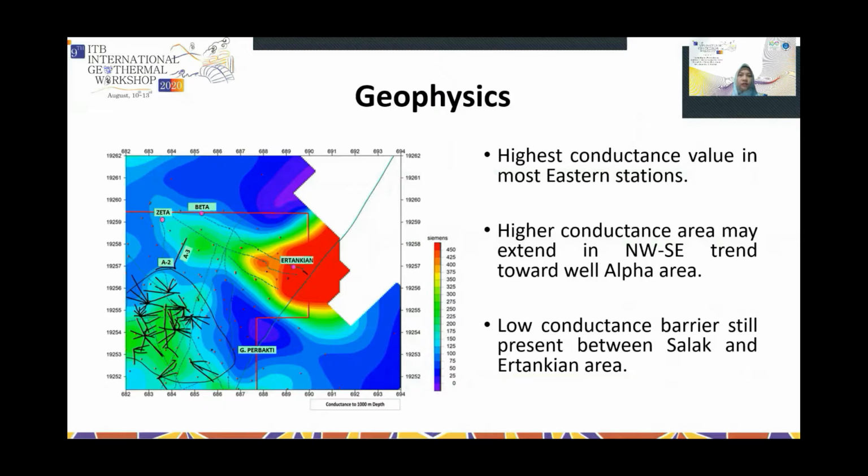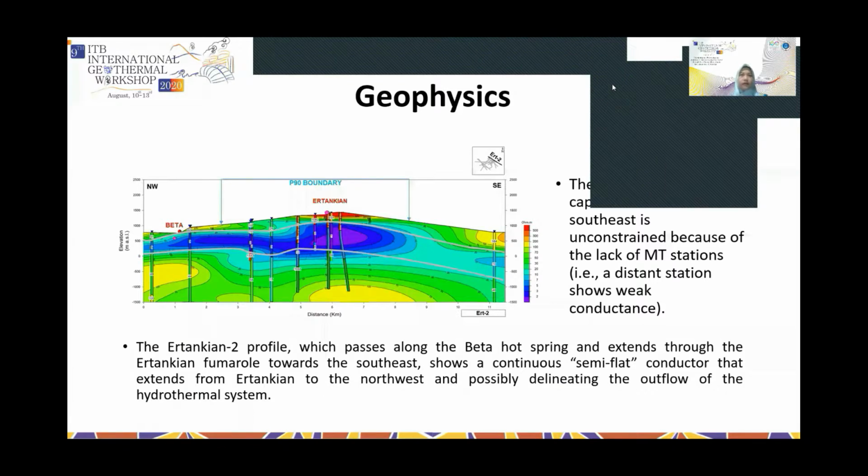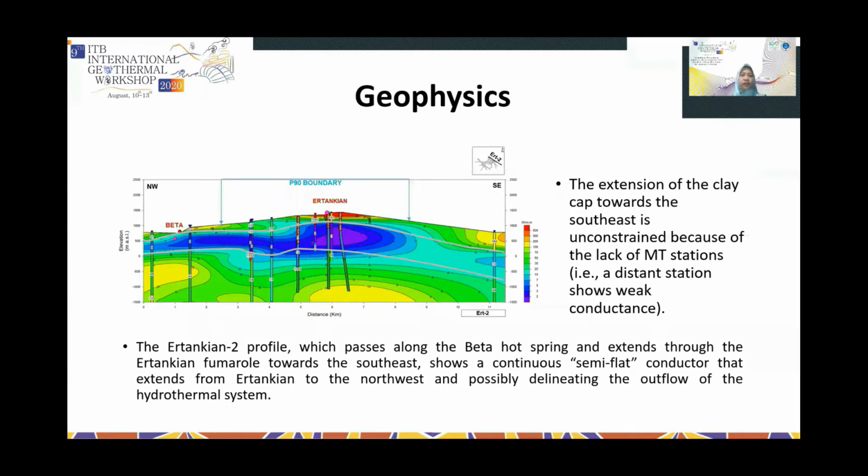The observed resistivity trends are parallel to the northwest-southeast oriented south and north Ertankian invert faults, which probably act as pathways of the outflow of the system. Several cross-sections were constructed to illustrate the subsurface distribution of the clay cap at Ertankian to determine the possible aerial extent of the prospect. However, due to limited time, I will only show one example of the cross-section.